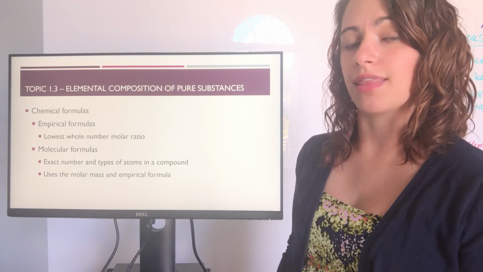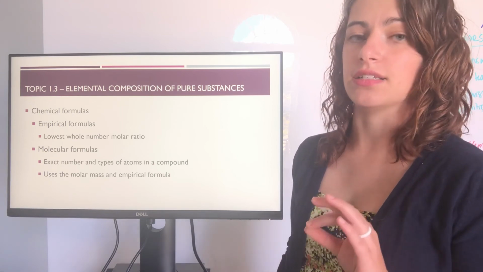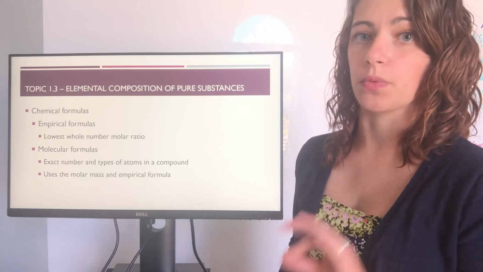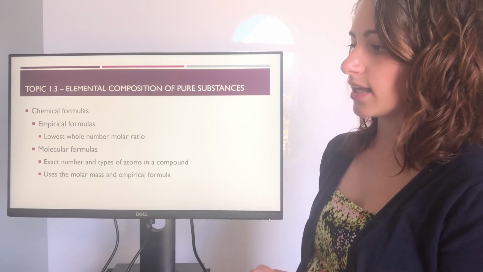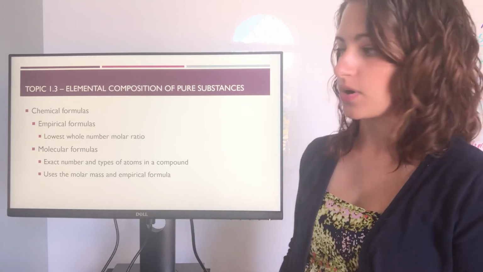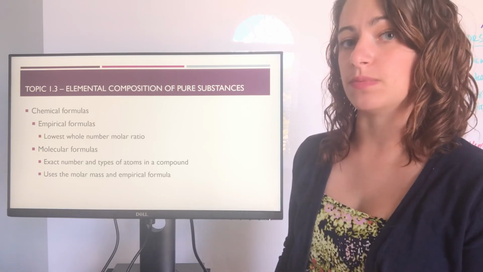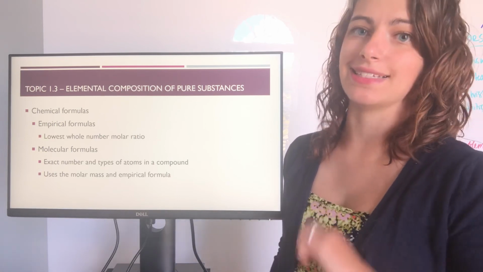All of these are based on the mass, and the key here is that they have to be whole number ratios. The empirical is the lowest whole number ratio. The molecular tells you the exact number. The molecular can always be reduced to the empirical unless they happen to be the same.